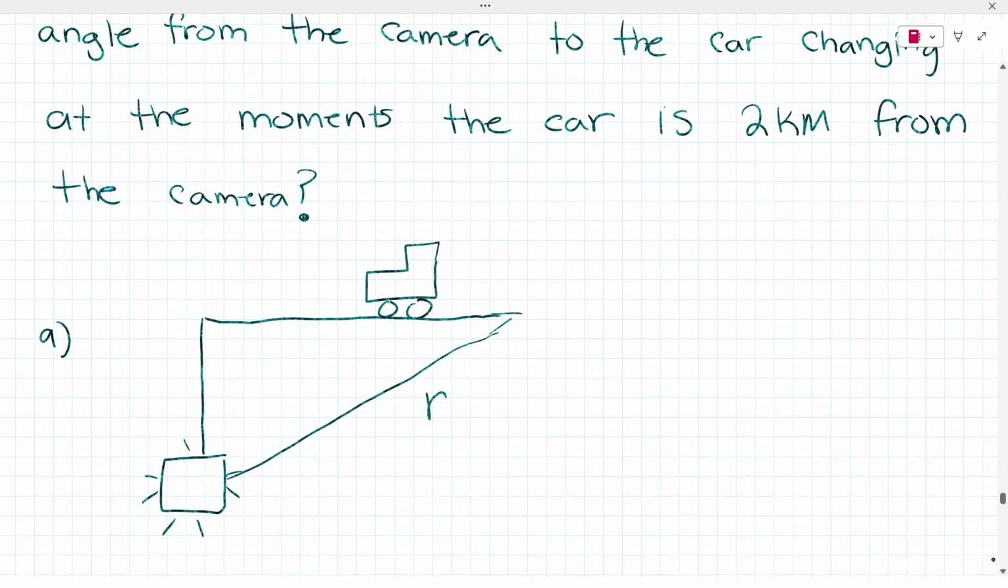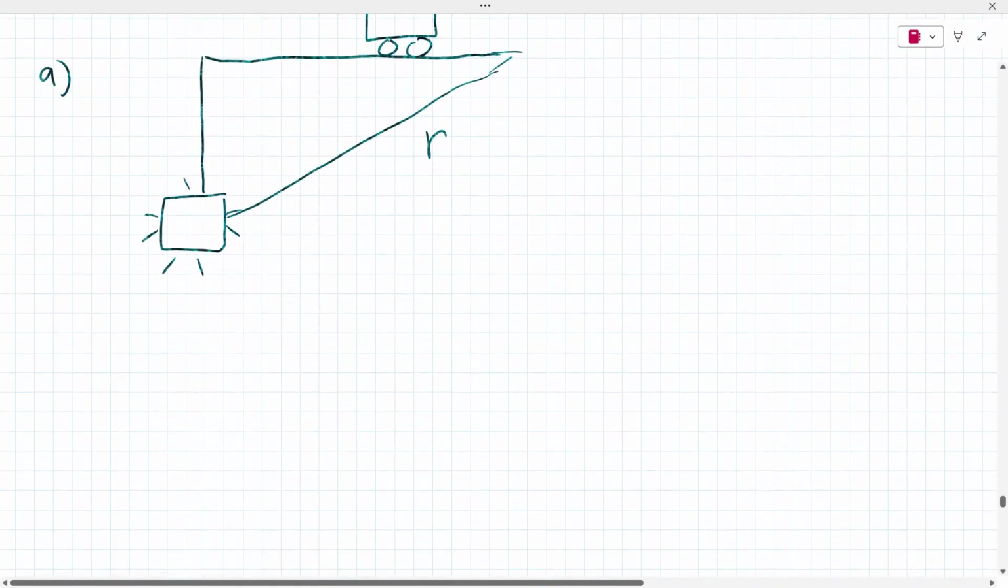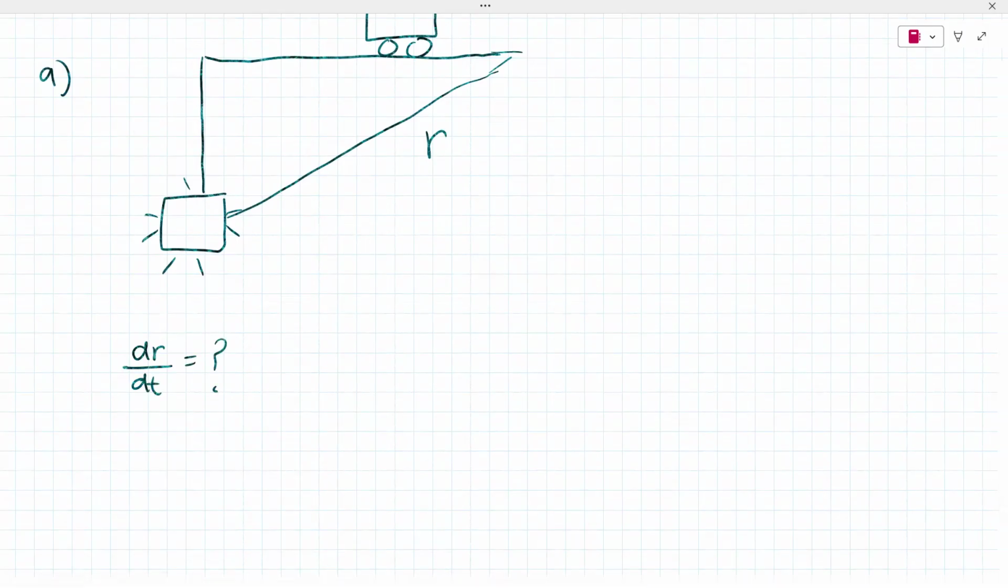Okay, so what we've got to do is find dr/dt. Somehow this forms a triangle, and we just have to fill in the blanks. So this forms a right triangle. This distance from here to here is 2, and this distance here is 1 kilometer. We don't know the radius, so let's find the radius before we go any further.